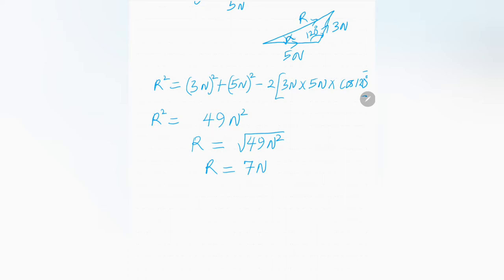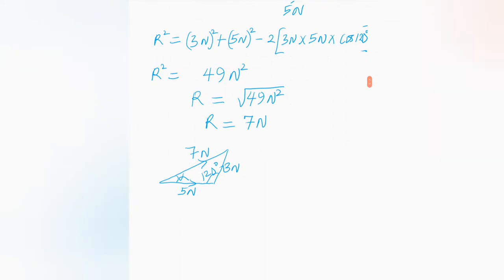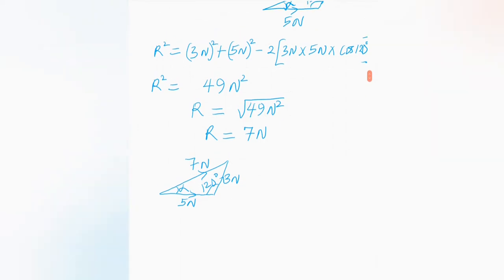Now I'll quickly do a sketch of the same triangle. This is 120 degrees. My resultant is known now, so I'm going to put 7 Newton there. I'm going to put 3 Newton here. Don't forget the arrows. Then I'm going to put 5 Newton. Now I'm looking for this angle alpha, the angle the resultant makes with the 5 Newton vector. To find this angle, I can decide to use the cosine rule again, or I'll use a simpler rule, what they call the sine rule in mathematics.